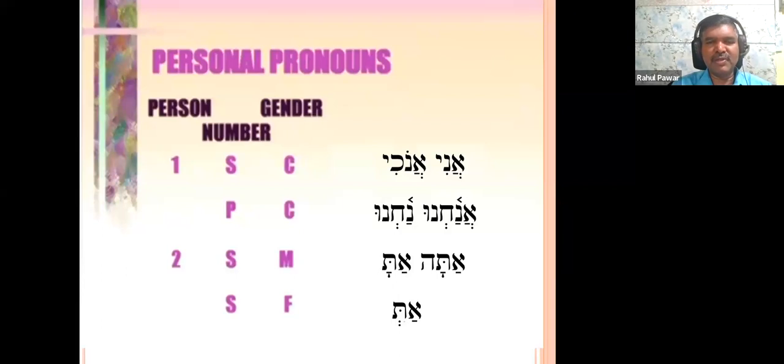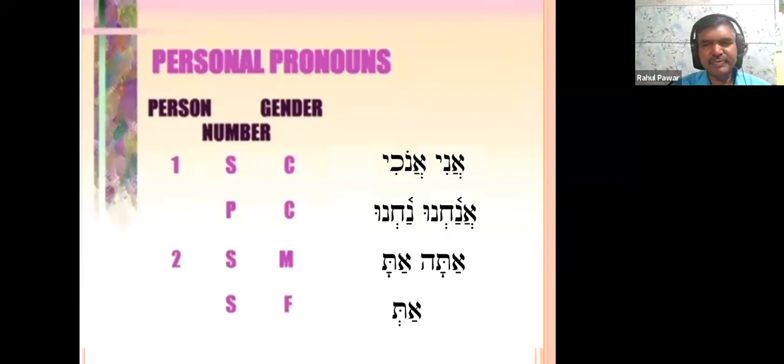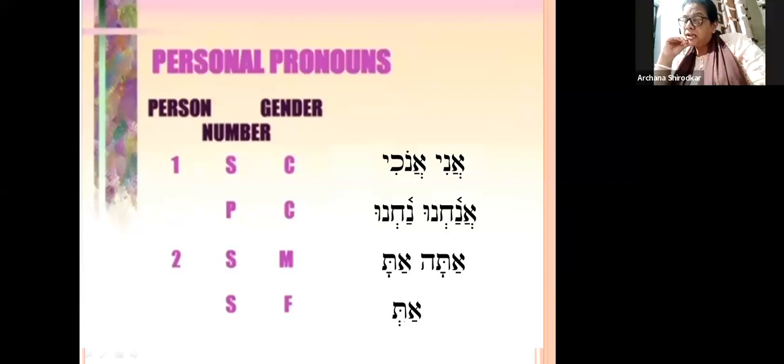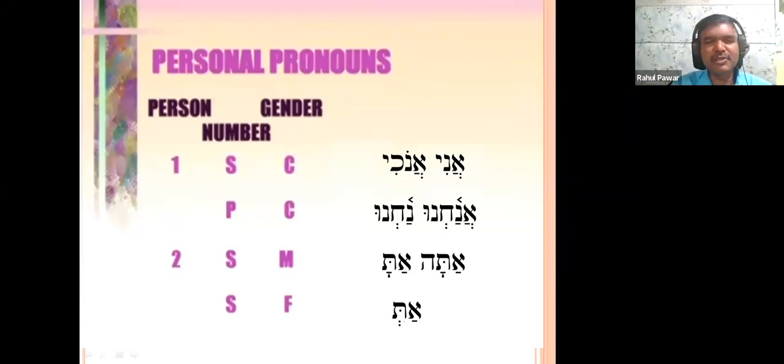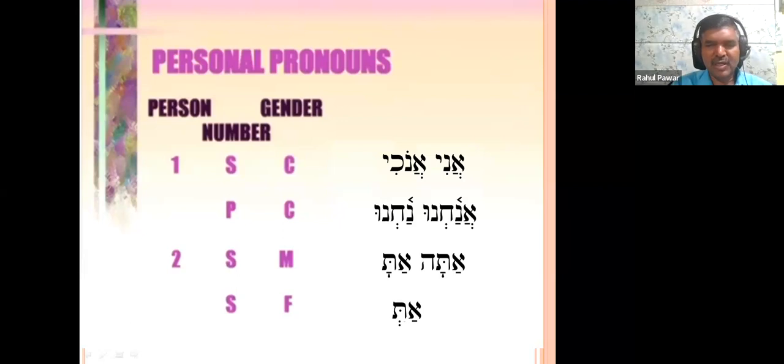Once again, repeat after me. First person common singular: Ani, Anoki. I. Anaknu, Naknu. That means we. Then ata. That means masculine singular, you. Second person masculine singular, you. And at. At means second person feminine singular, you. That is also you, but that is second person feminine singular.